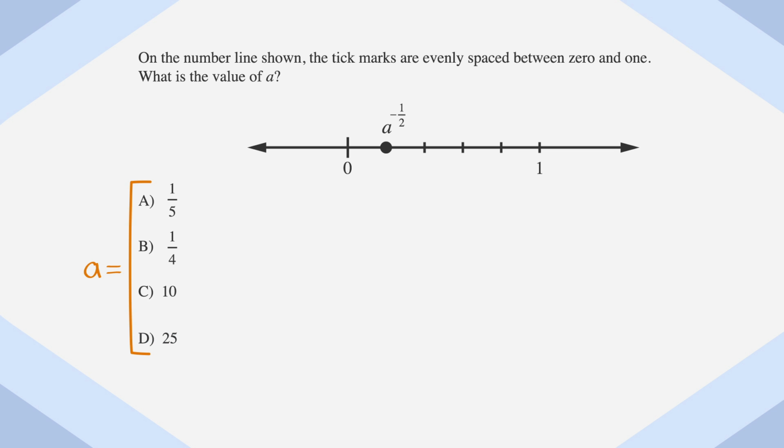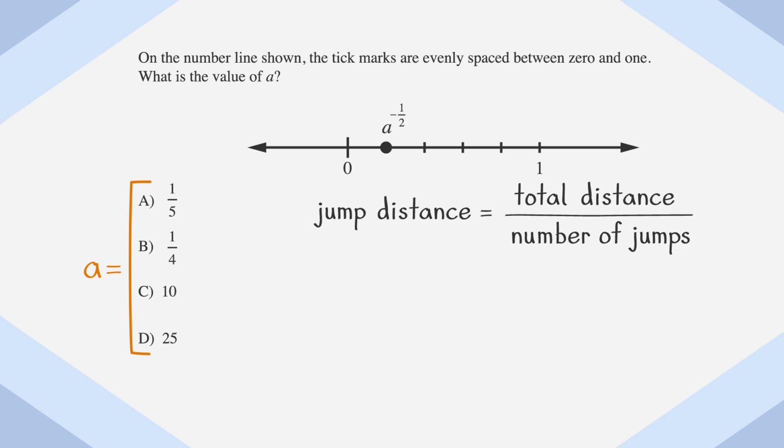Since we know that the tick marks on the number line are evenly spaced, we can figure out the distance between each tick mark by using the equation: jump distance equals the total distance divided by the number of jumps it takes to get from one number to another.